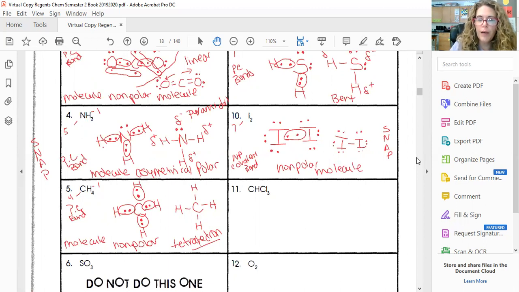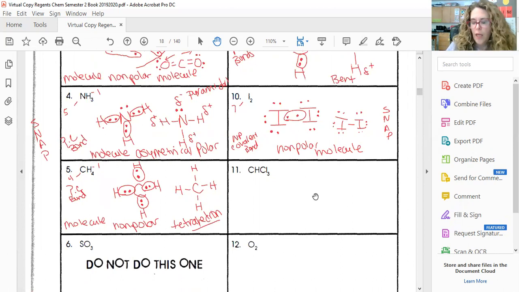All nonpolar covalent bonds make nonpolar molecules. But polar covalent bonds can be either polar or nonpolar. And this whole idea of polar and nonpolar molecules is a really large part of biochemistry, which is important when you get into upper levels of biology.